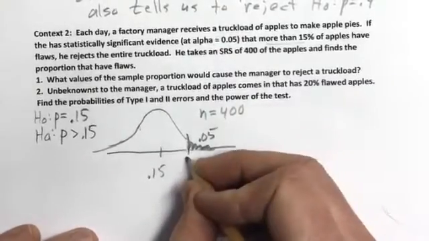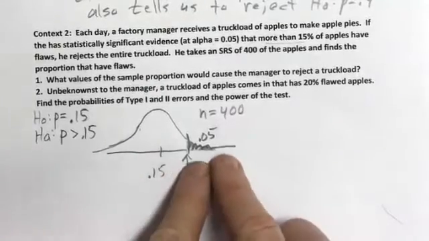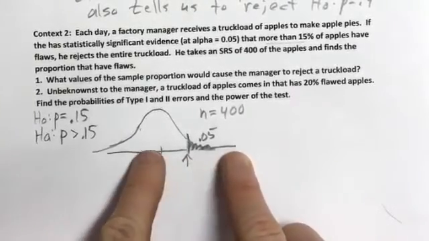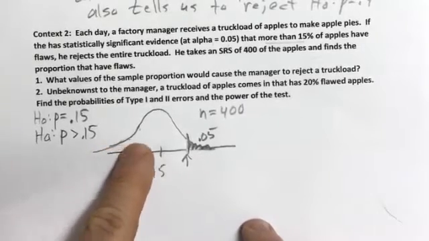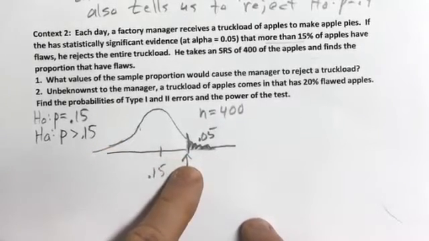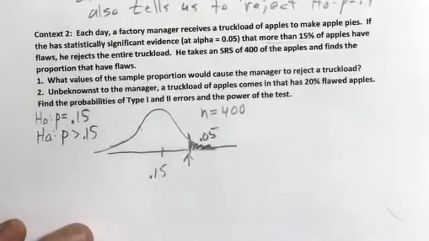The question is, what is this value that is right there? In other words, it has 5% of the curve above it, which means 95% are below it, which means this is the 95th percentile. So how can we find the 95th percentile in a normal curve? How can we do that?